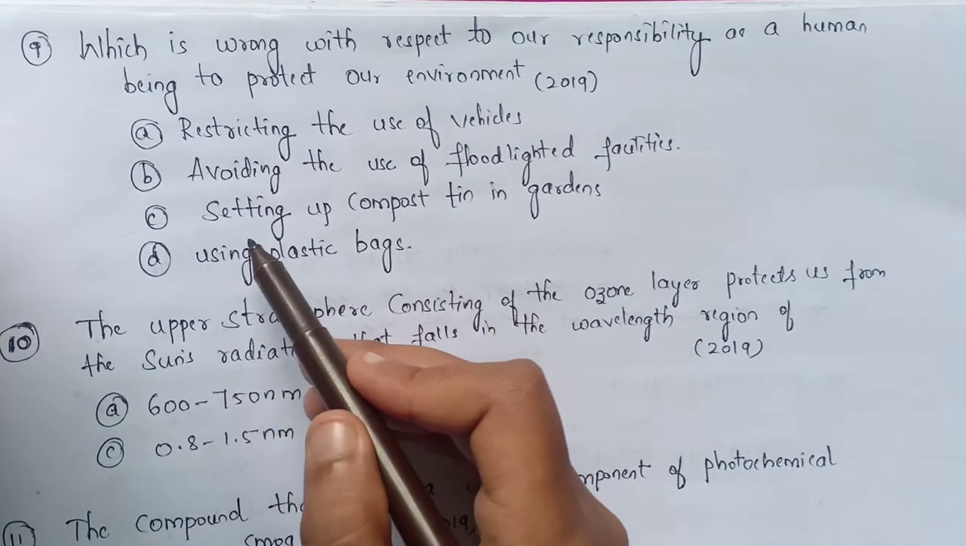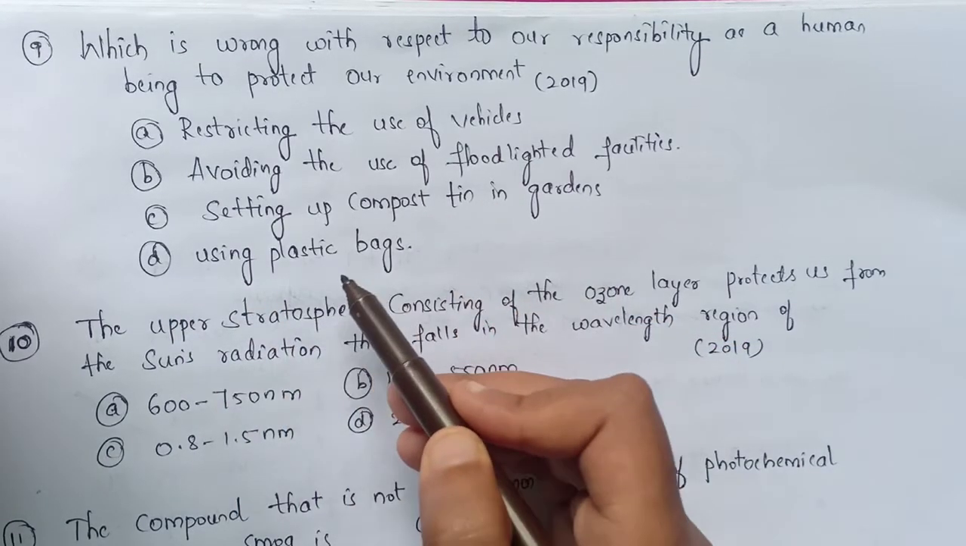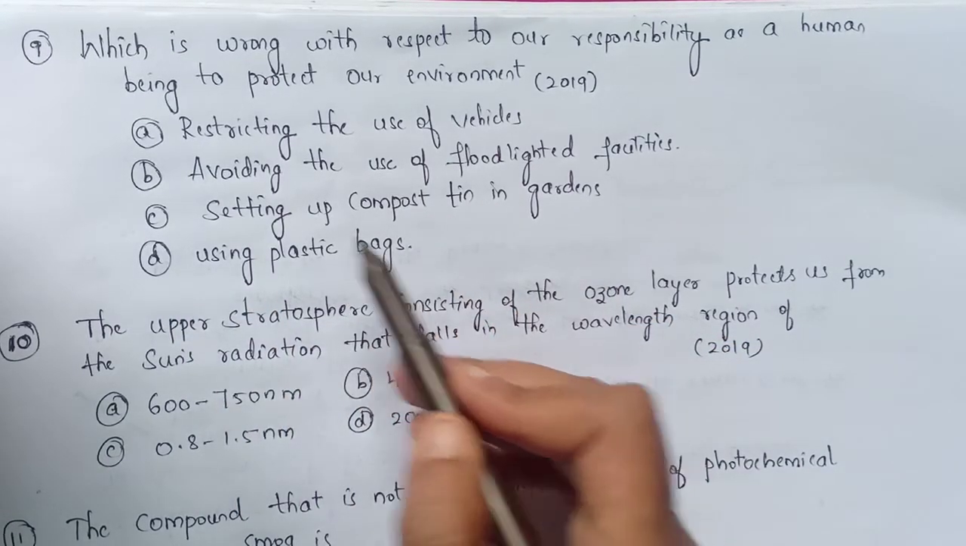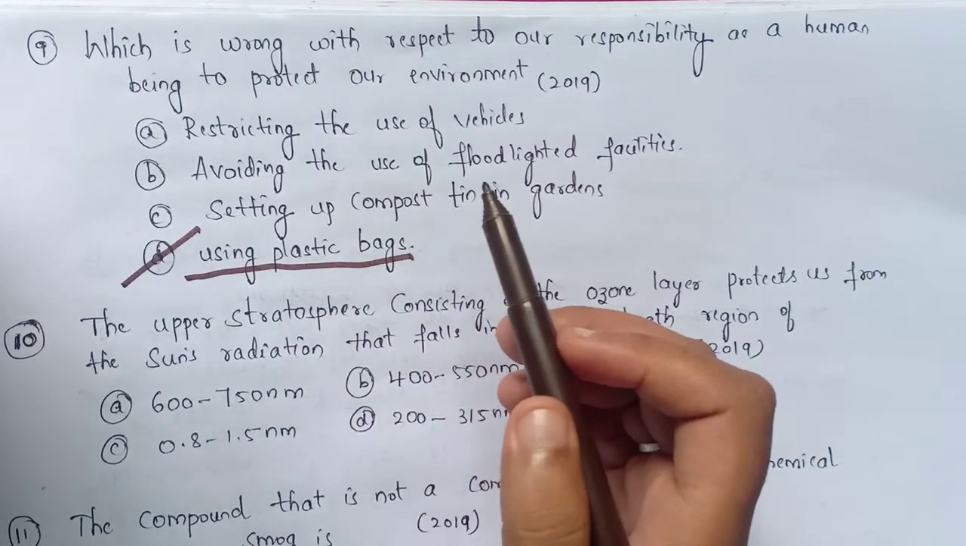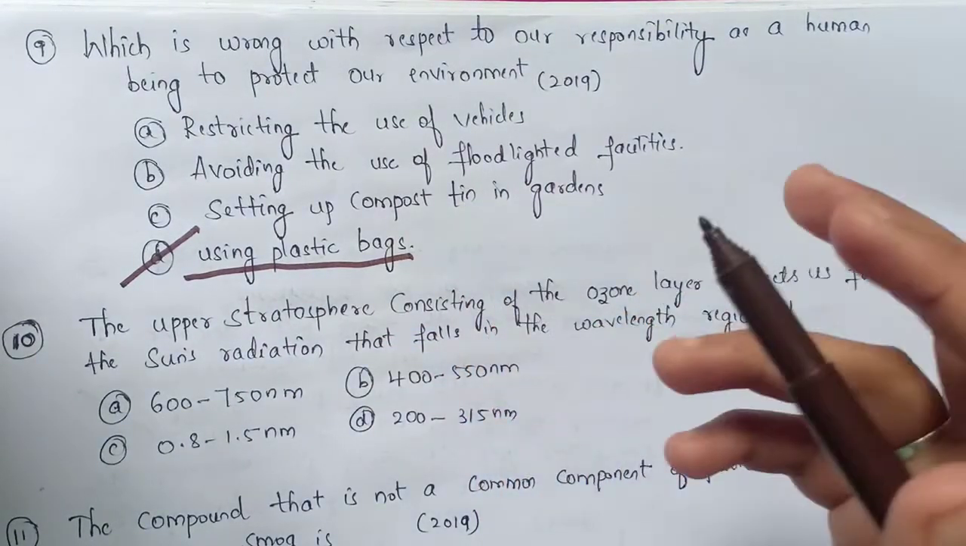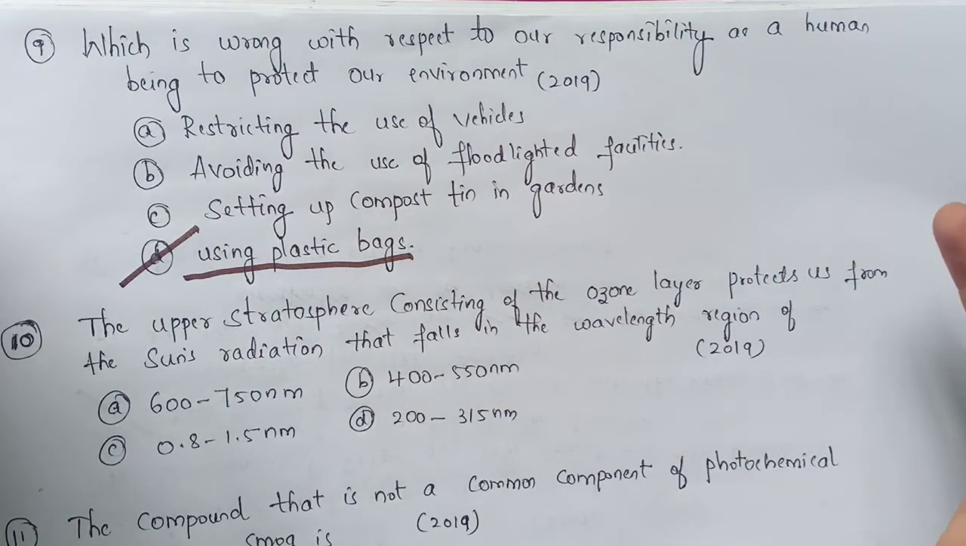Option C, setting up composting in gardens. And option D, using plastic bags. So the correct option is option D, that is using plastic bags. Using plastic bags is wrong with respect to responsibility as a human being to protect our environment.